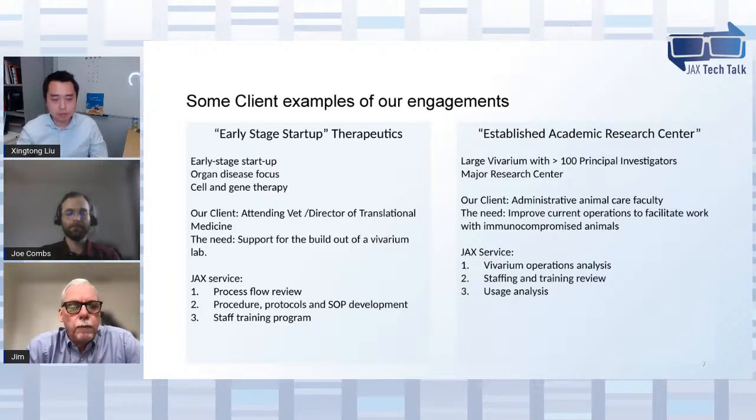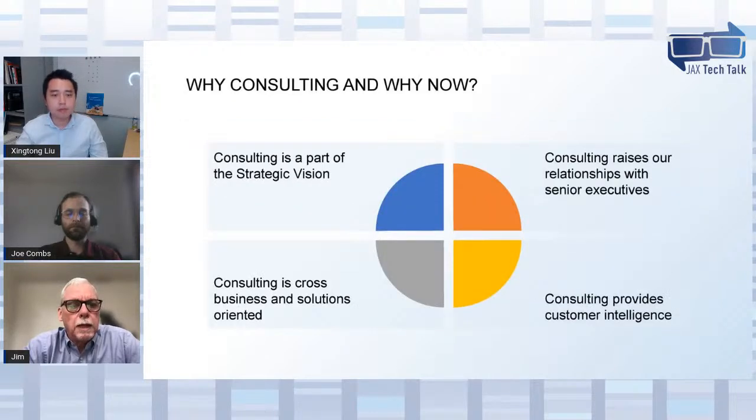And that's where the subject matter experts that we have at JAX really come into play, because we've been doing this for a long time. We're experts at breeding mice. We're experts at caging and housing mice. And so what is really important to understand is that we really understand the operations. But of course, those operations are all about trying to improve research and get products out the door at the end of the day. So why consulting?